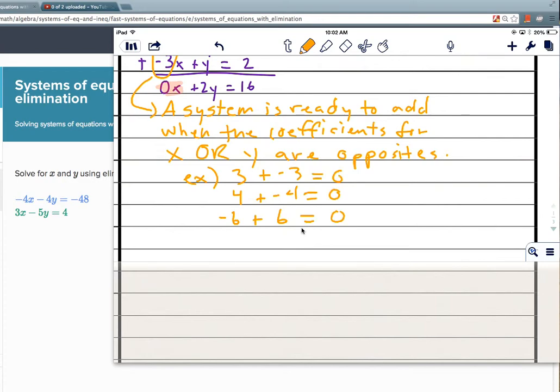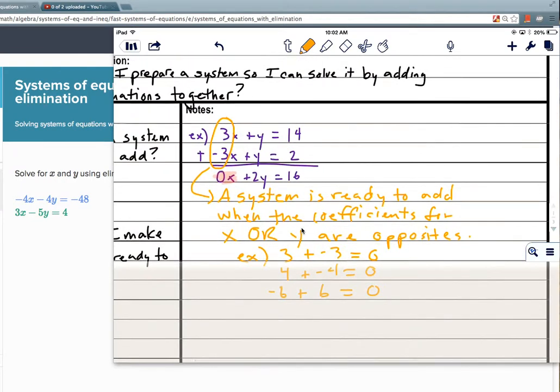And that's going to eliminate one of the variables. That's why this is called the elimination method. Sometimes it's called the linear combinations method. So you know a system is ready to add when you have one of the variables positive, and then the other variable is negative, and they're the same number except for that negative.